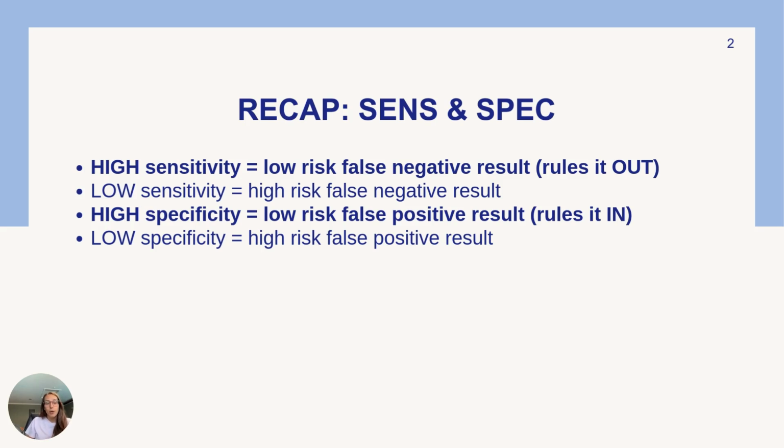But just to recap here, if we're ordering a test with high sensitivity, that means there's a low risk of false negative results. So high sensitivity helps rule conditions out. SNOUT rules it out. But if a test has low sensitivity, we run the risk of getting a false negative result. On the contrary, if a test has high specificity, that means there's a low risk of getting a false positive result. So a test with high specificity helps rule conditions in, SPIN rules it in. But if a test has low specificity, there's going to be a higher risk of false positive results and the issues that go along with that.